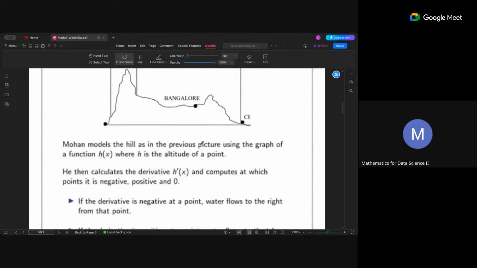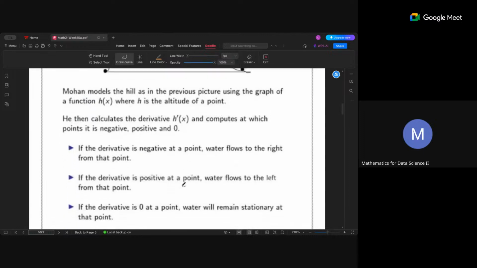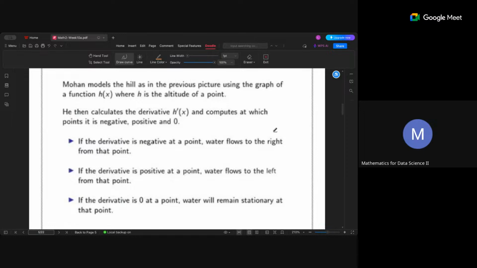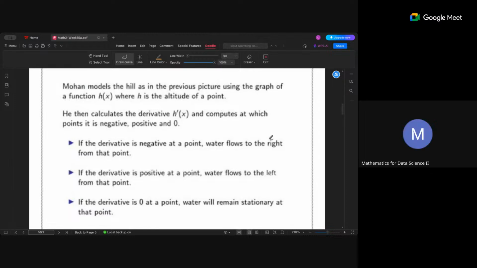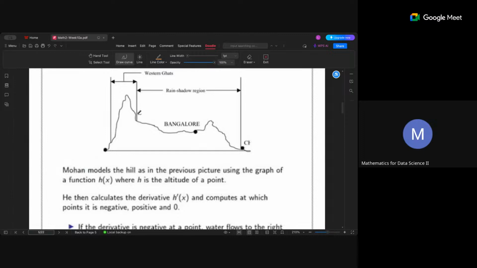Now Mohan models the hill as in the previous picture using the graph of the function h of x, where h is the altitude of a point. He then calculates the derivative h dash of x and computes at which points it is negative, positive, and zero. We have already seen that if the derivative is negative, we will have descent. Water flows to the right. Look at this picture. When you have a descent, for example a negative slope, in these places you will have a negative slope.